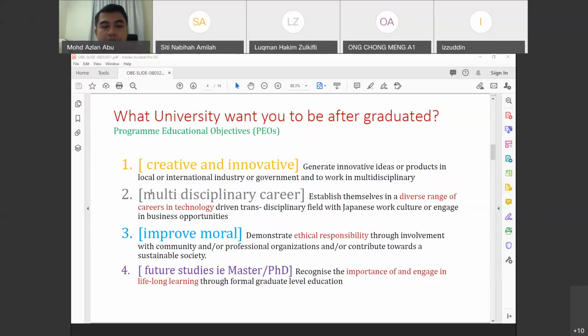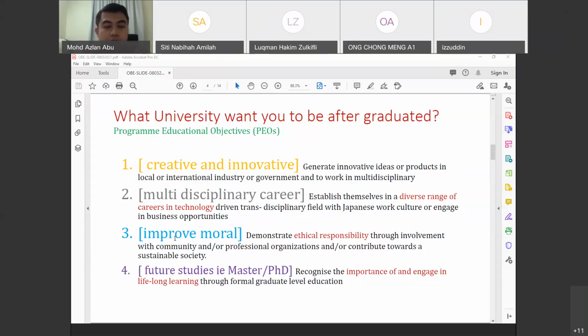Second is multidisciplinary career, where you establish yourself in a diverse range of careers in technology, and work in the transdisciplinary field with Japanese work culture or engage in business opportunity. Even though you are not working with Japanese culture, maybe you do your business and so on. It's good if you work in Japanese culture, because here you already learn Japanese language and also Japanese culture.